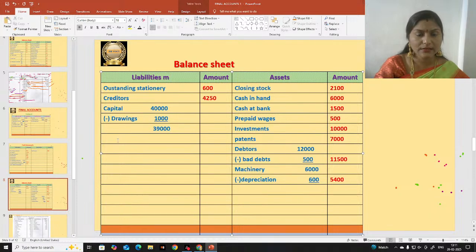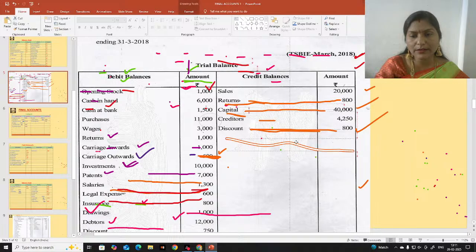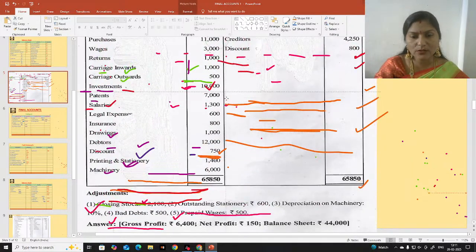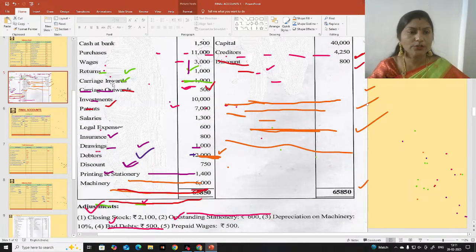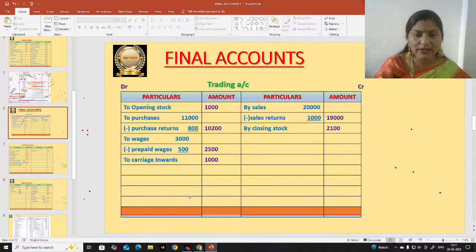And next, if you see the question, all items we recorded. All we finished. And adjustments also, all adjustments completed. Next, what we are going to do? We are going to balance all the accounts. We recorded all items. We are going to balance the account. First, go to trading account, students. Whenever you balance, you first go to trading account.